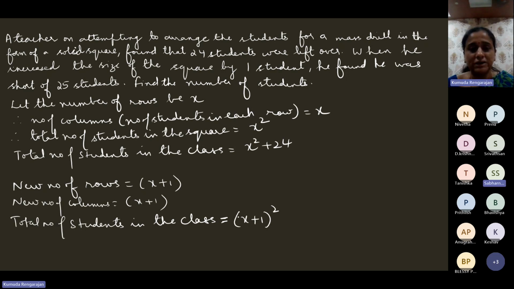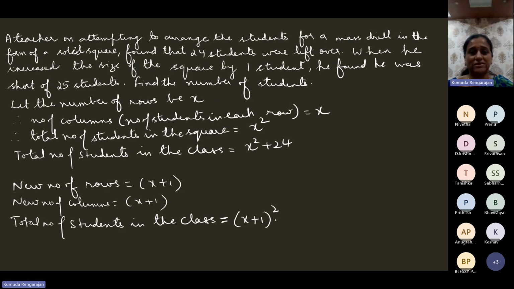He was not able to complete the square. So x plus 1 the whole square students are not there. All the students he accommodated in the square, and he wanted 25 more students. So all the students of the class are now a part of the square, but the square is not completed. So the total number of students in the class is x plus 1 the whole square if the square was completed.